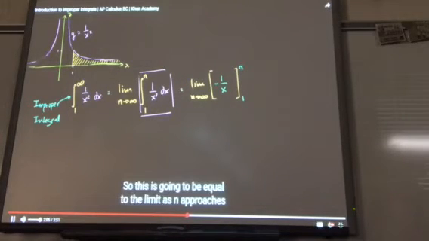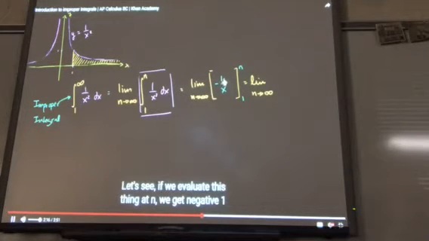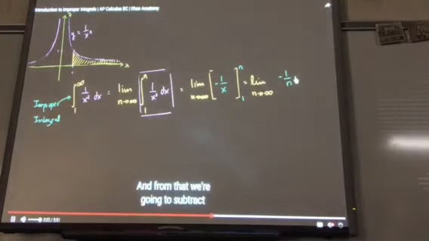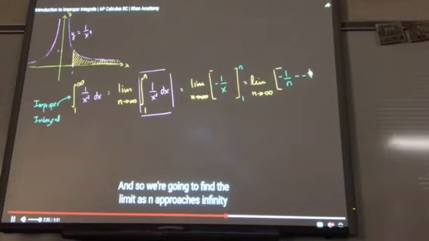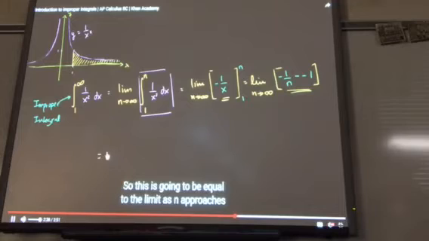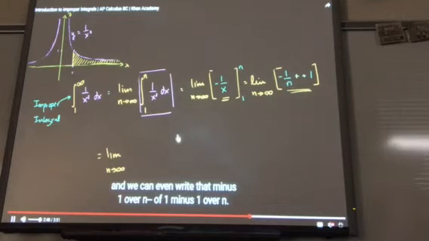So this is going to be equal to the limit as n approaches infinity of, if we evaluate this at n, we get negative 1 over n. From that we subtract this thing evaluated at 1, so it's negative 1 over 1, or negative 1. I haven't found the limit yet. So this is equal to the limit as n approaches infinity of 1 minus 1 over n.